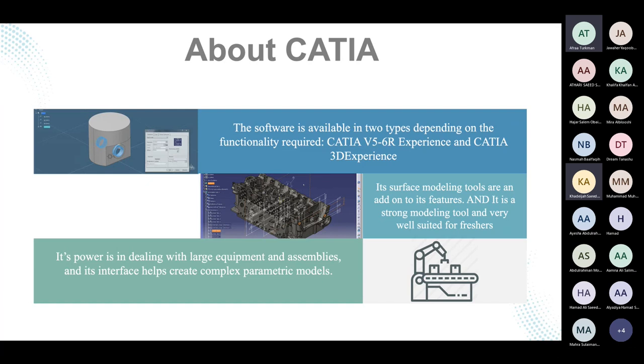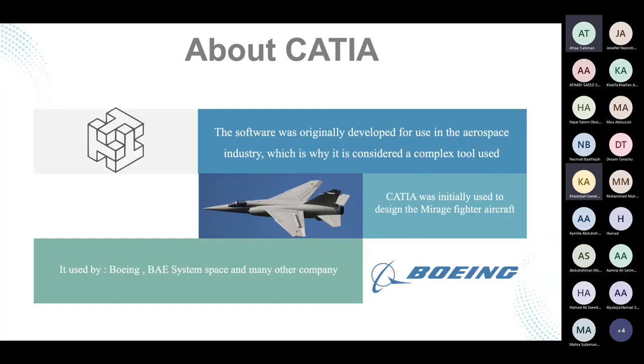Its power is in dealing with large equipment and assemblies, as Engineer Haider mentioned yesterday, and its interface helps create complex parametric models. The software was originally developed for use in the aerospace industry, which is why it is considered a complex tool. CATIA was initially used to design the marine fighter aircraft. Currently, it is used by Boeing, BAE Systems, Space, and other companies.